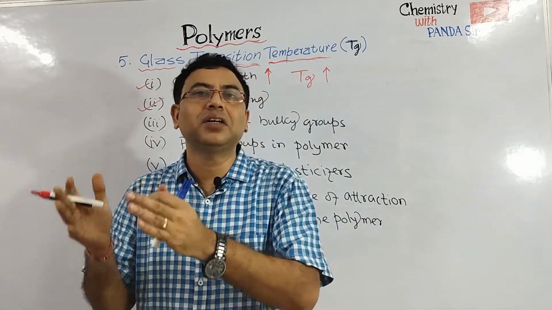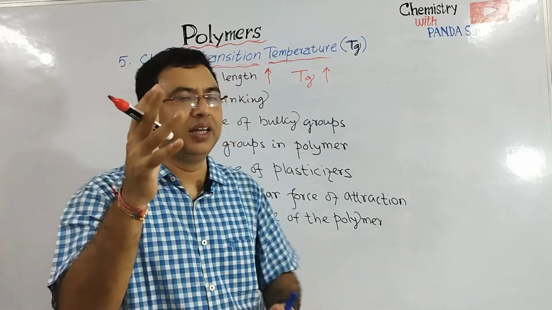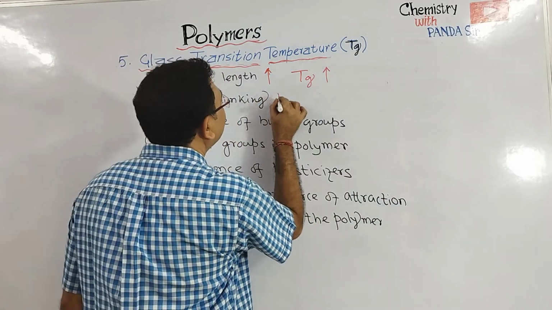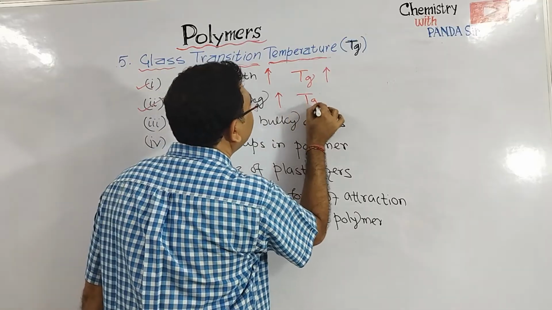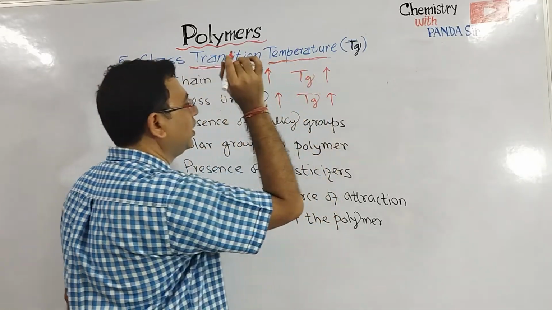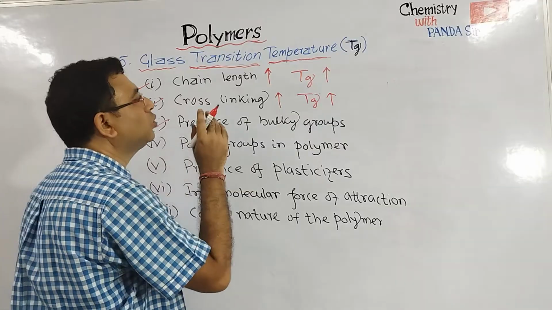As a result, the glass transition temperature will be high. So cross-linking: if the cross-linking is high, the Tg value will also increase. The third one, presence of bulky groups.